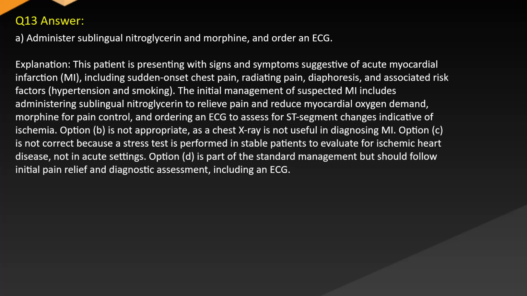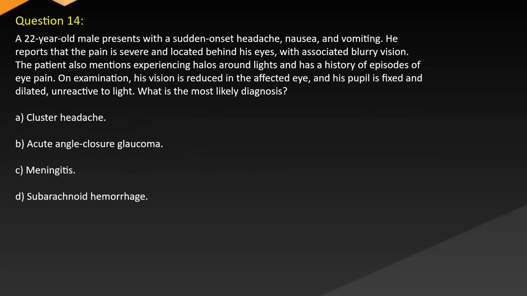Option B is not appropriate, as a chest x-ray is not useful in diagnosing MI. Option C is not correct because a stress test is performed in stable patients to evaluate for ischemic heart disease, not in acute settings. Option D is part of the standard management but should follow initial pain relief and diagnostic assessment, including an ECG.